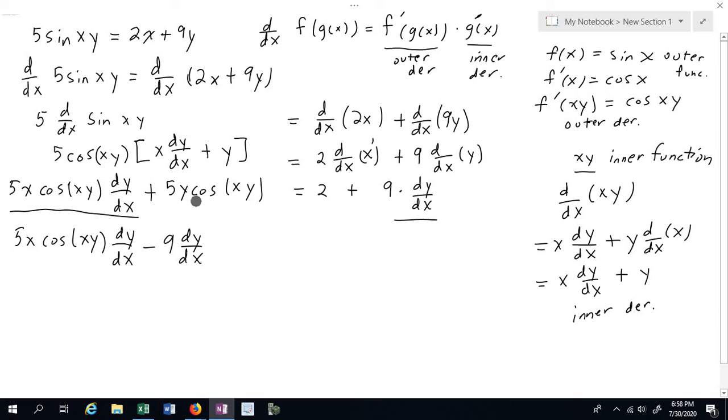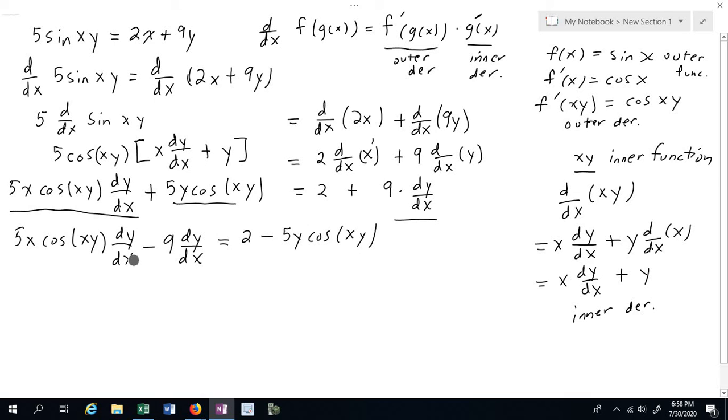And then this term here does not have a dy dx in it. That needs to be on the other side, with this other term that does not have a dy dx in it. So I'm going to subtract this term here to the right-hand side. Notice what I've done here. I've gotten the dy dx terms on the left side, and I've gotten all the terms without a dy dx in them on the right-hand side, the other side.